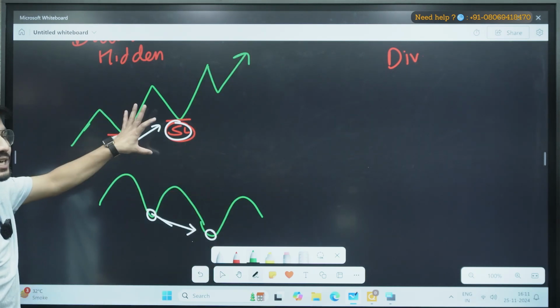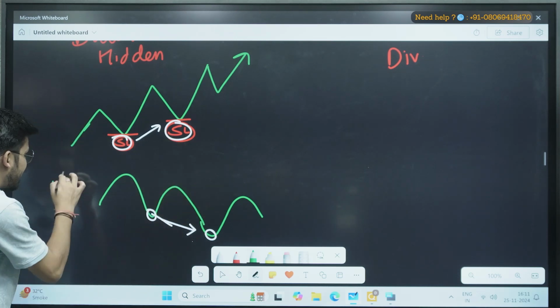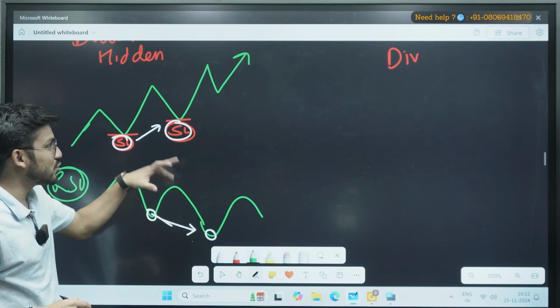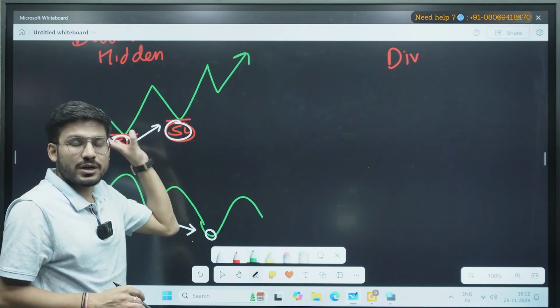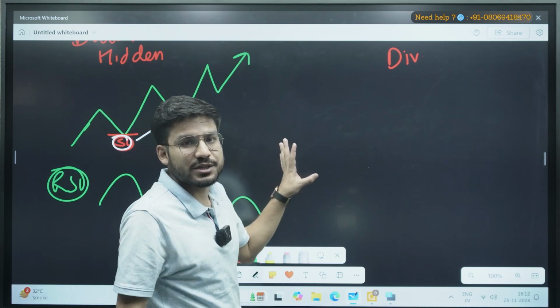So what we want in the price is for the swing lows to be in the upward direction, and in the momentum oscillator, you can say RSI or stochastics, we want the swing lows to be in the downward direction. That is my hidden bullish divergence. So the market will still continue in the upward direction, right?